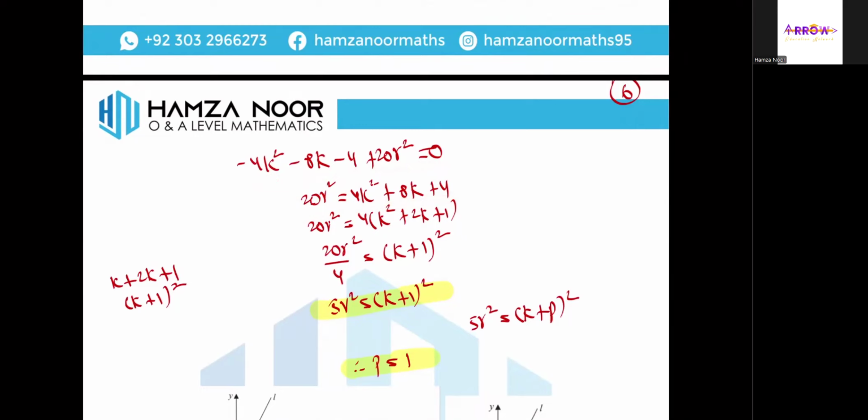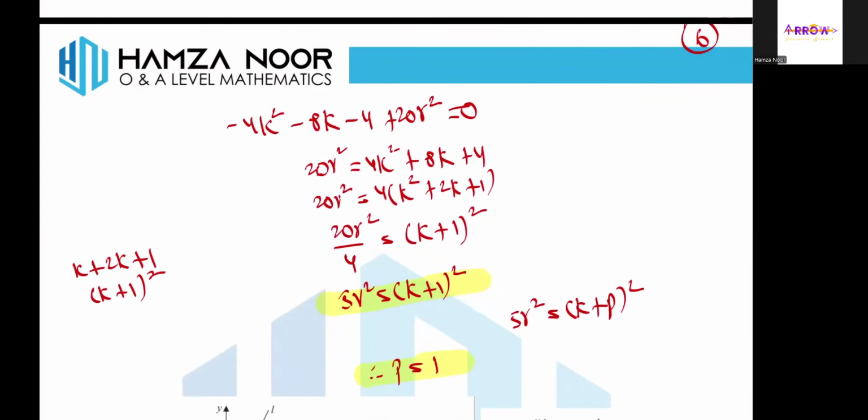And then I can say that 20r square is equal to 4k square plus 8k plus 4, meaning 20r square is equal to, taking 4 as common, 4 multiplied by k square plus 2k plus 1, and this 4 will be gone on the left side. So 20r square divided by 4, this 4 comes over here. Okay, so 20r square over 4 is equal to k plus 1 whole square. We can identify that when we factorize this k square plus 2k plus 1, we get k plus 1 whole square.